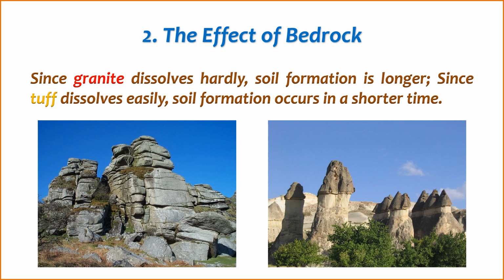2. Tuff. Soft and porous. Tuff is a volcanic rock composed of volcanic ash and other volcanic debris. It is generally softer and more porous than granite. Rapid weathering. Tuff weathers more easily due to its softer nature. Both physical and chemical weathering can act more efficiently on tuff. Short soil formation. The weathering of tuff leads to a quicker process of soil formation compared to granite.